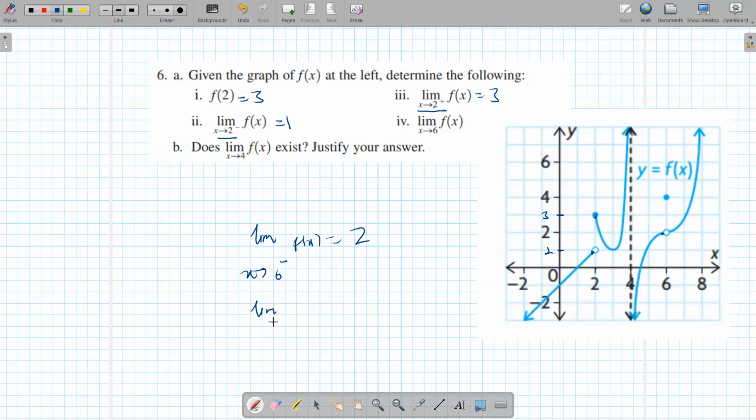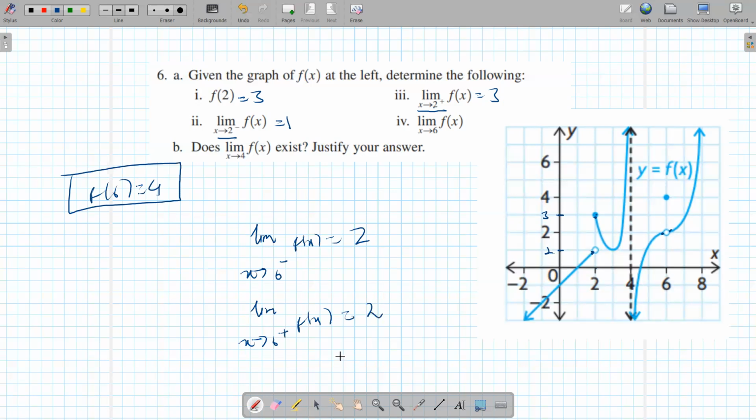What about 6 plus, to the right of 6? 4. No, 4 is exactly, 4 would be f(6). 4 is the y value when the x value is exactly 6. Right of 6 means right here. What's the y value? It's also 2.